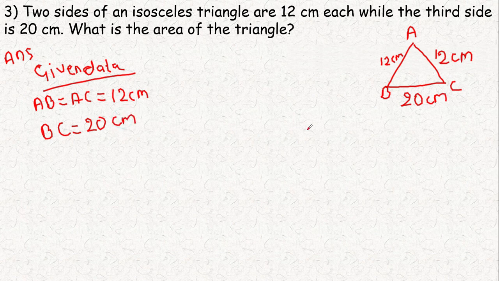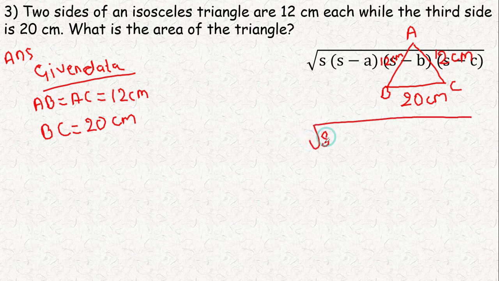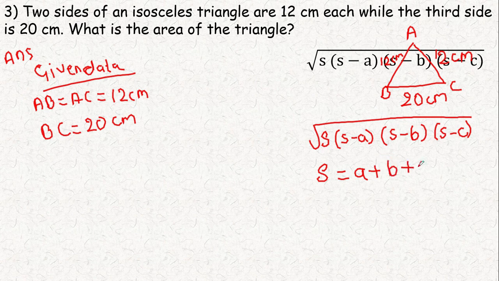When the problems are like this, when they don't give the base and height, then the formula is root of S into S minus A into S minus B into S minus C. I'll write it once again here. That's root of S into S minus A into S minus B into S minus C. This is the formula when they give you the three sides of a triangle, A, B, C, and here S is equal to A plus B plus C by 2. This is the semi-perimeter. S means semi-perimeter.